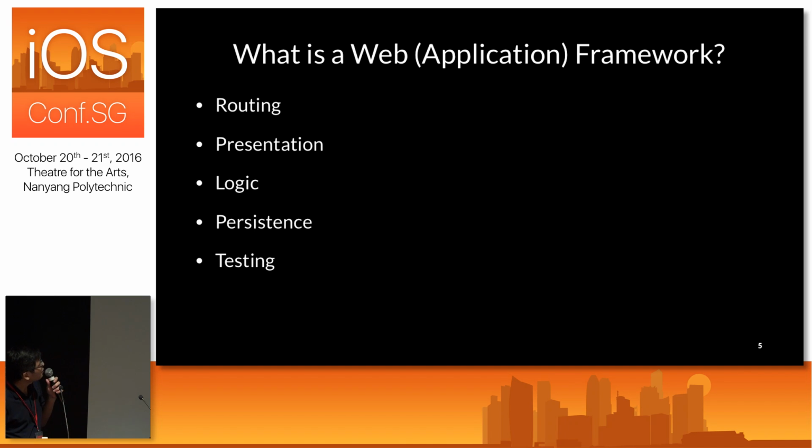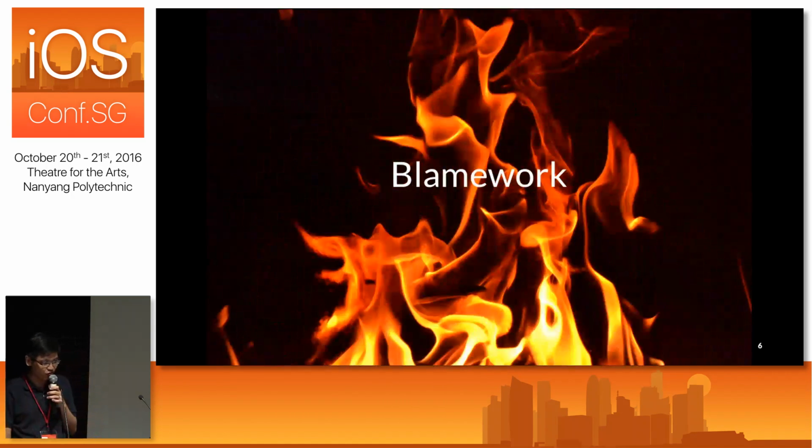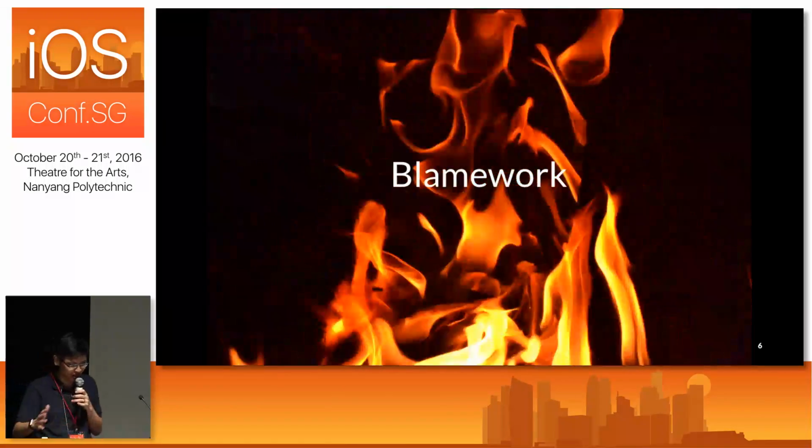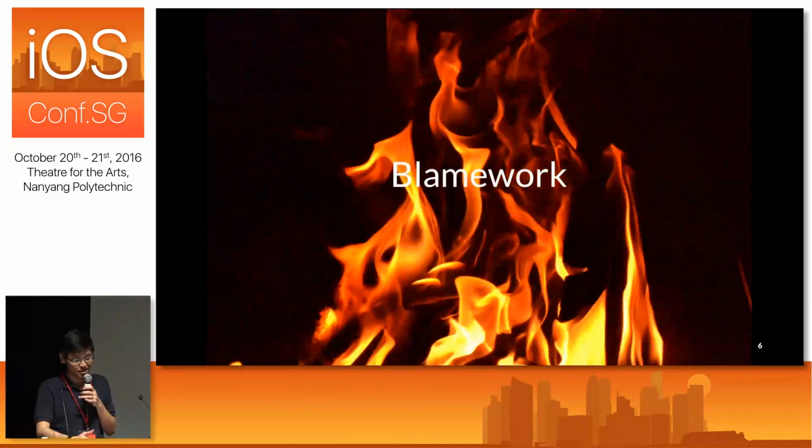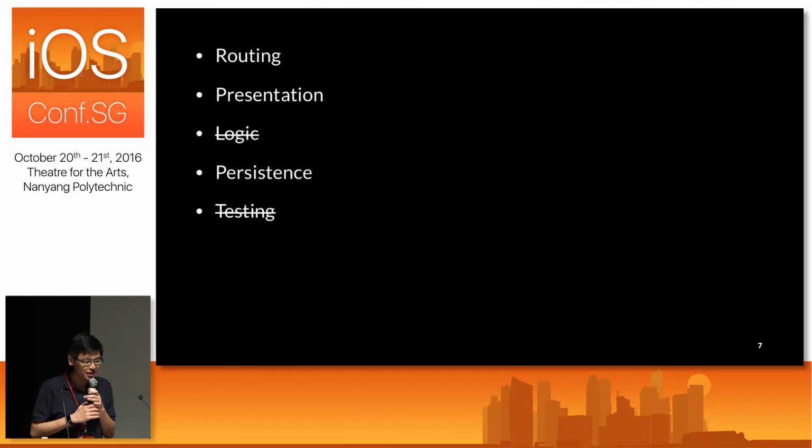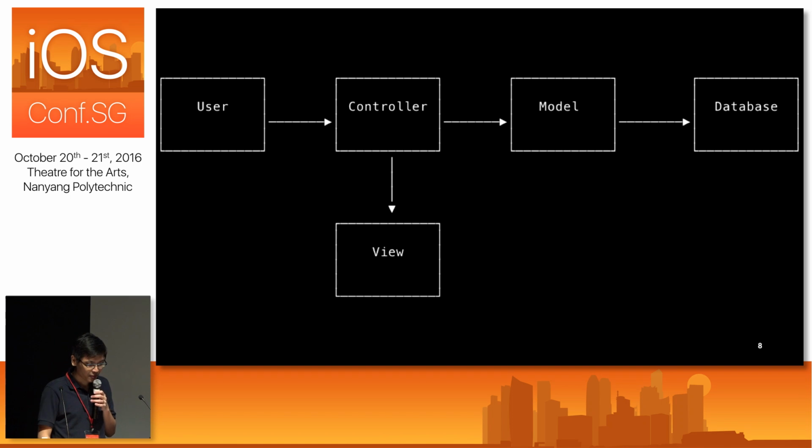So what is a web application framework? These are more or less the basic components. There are also optional ones like real-time messaging. I call my framework Blamework. So if anything goes wrong, it's the Blamework's problem. Okay. I took ideas from other languages and frameworks over the years. I have worked with several languages and frameworks. I am very interested in seeing how some of the features can be implemented using Swift. Some of those will not be realistic. They cannot be used in production.